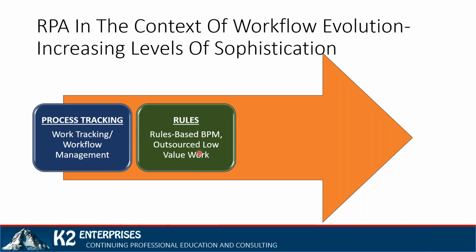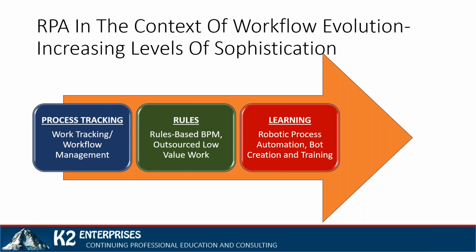But again, as we think about these rules-based business process management tools, there are things that humans certainly don't need to do associated with these. Now, our next thing is learning. And so with this, we have some robotic process automation, maybe recorded macros, recorded routines. Maybe we create some bots and do some training through here.